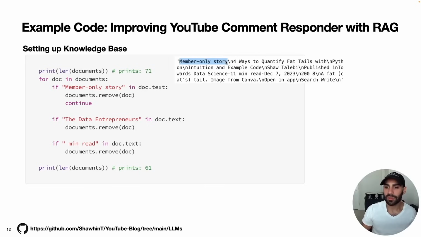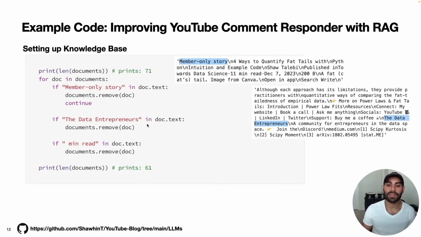It'll say member only story, then it'll have the title of the article, and then it'll have my name, the author's name, and then it'll say where it was published. It was an 11-minute read, when it was published, and it'll have the image caption and some text that's irrelevant to the article itself.